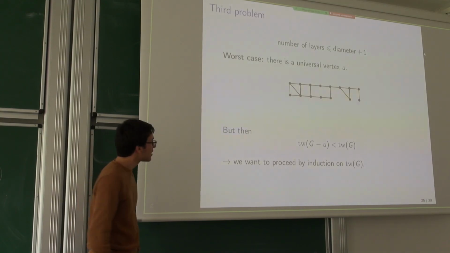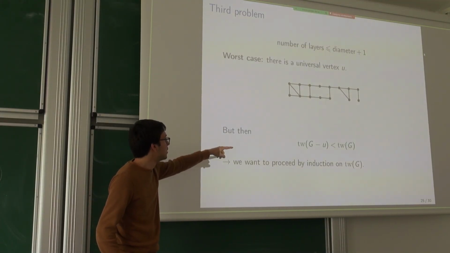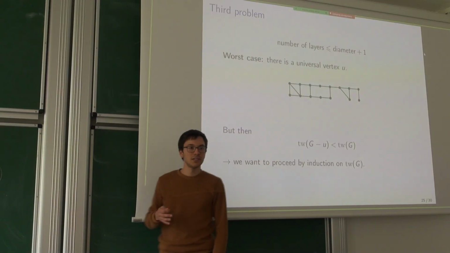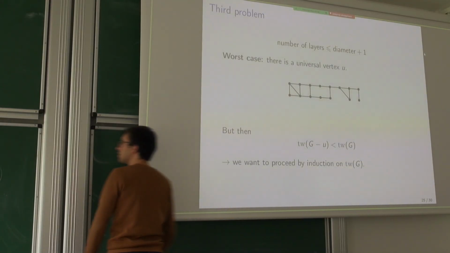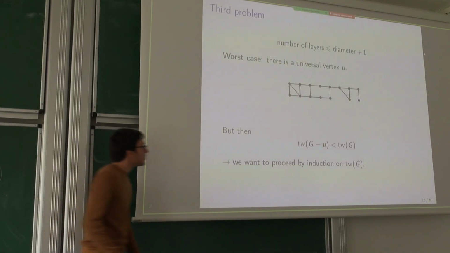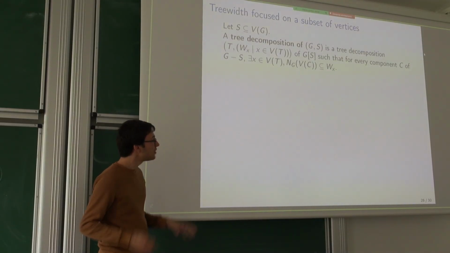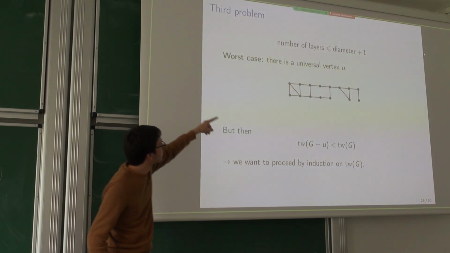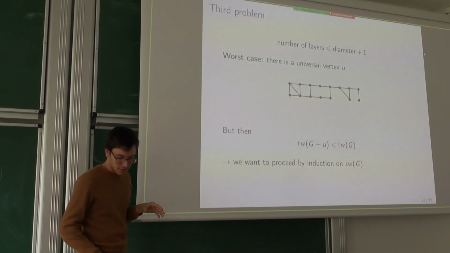And the crucial observation is that when I have a universal vertex, then removing it decreases the tree width. So this is a simple exercise to show that. If you have a universal vertex, then removing it decreases the tree width by at least 1. And so now we come back to our original proof for path width, which was by induction on path width. But now we want to do an induction on tree width using this idea. But it's not very easy to really implement this idea, because here it's really when U is a universal vertex. If it's not universal, it doesn't work.